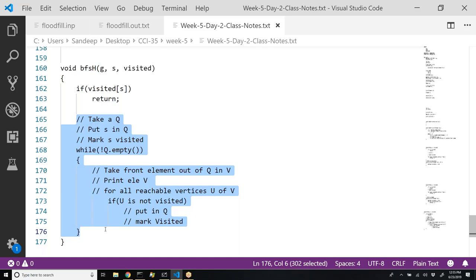Okay, yes. Yeah, you can also declare it globally. Because every time you are filling the queue, in one test case, you are filling the queue and emptying also. So same queue can be reused, yes.